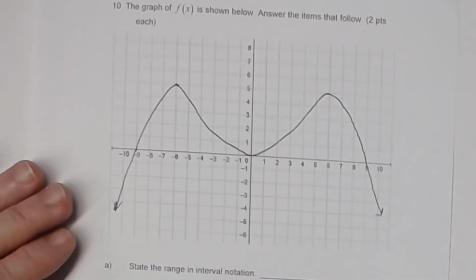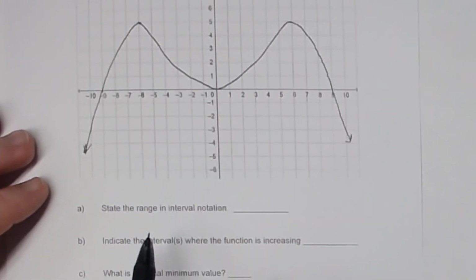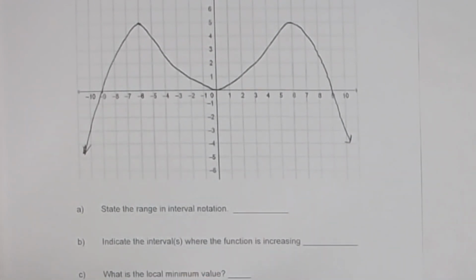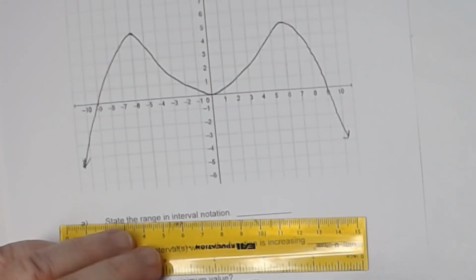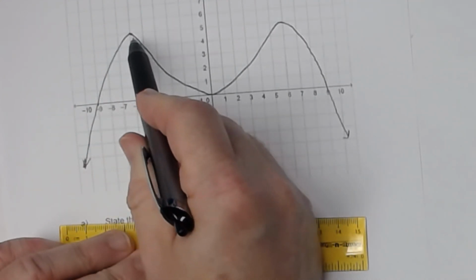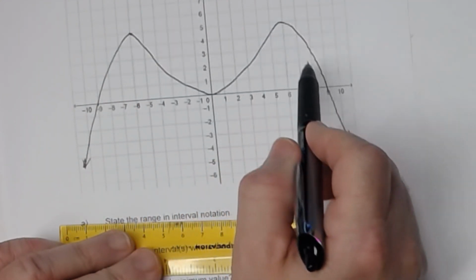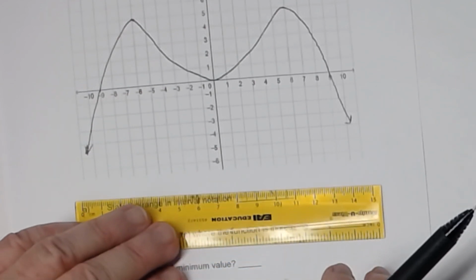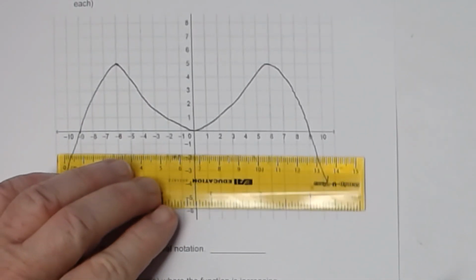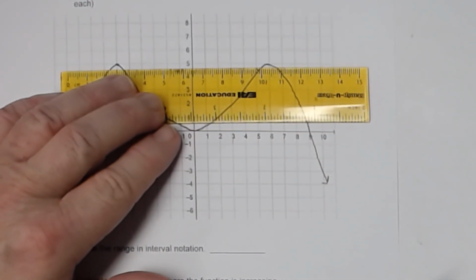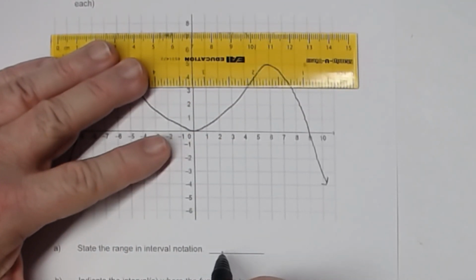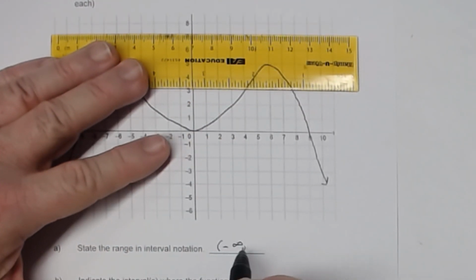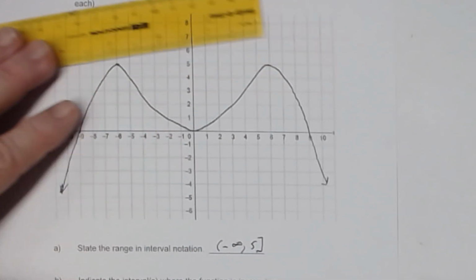Number 10, you're given this function, and you want to state the range. So remember, the range is a set of y coordinates. Notice these arrows are pointing down. So you're looking at all these points, and you're asking yourself, what are those y values? Basically going from negative infinity, and then when you go up, the graph actually stops here, which is at y equals 5. So the range, you're going to say negative infinity to 5 with a bracket.